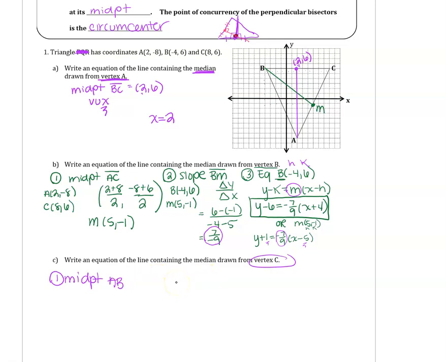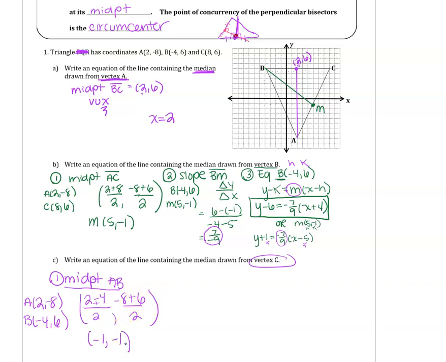Okay, so again, I'm going to use the midpoint formula. So A is the point (2, -8). B is the point (-4, 6). And midpoint is the average of the x's, average of the y's. Okay, so this goes to -2/2, which is -1, and 2/2... -2/2 again, which is -1.